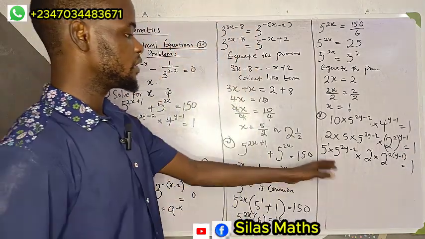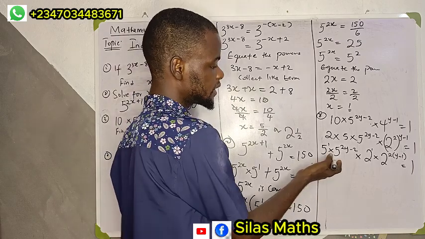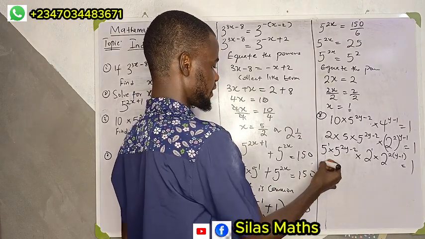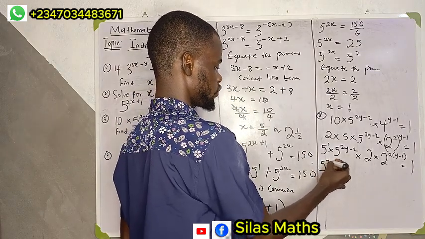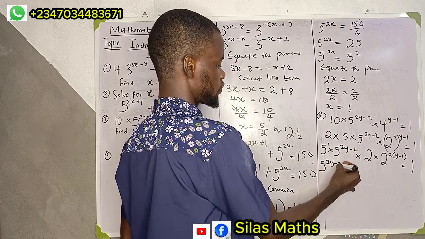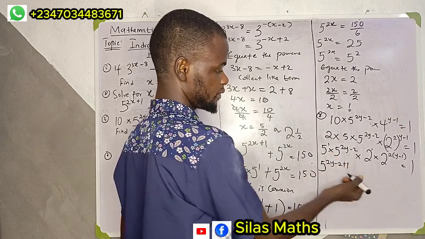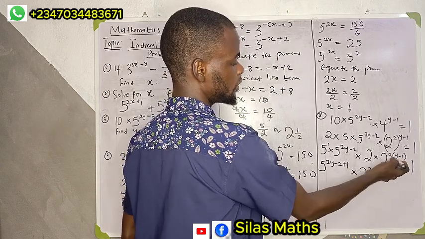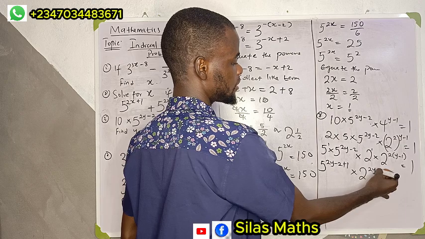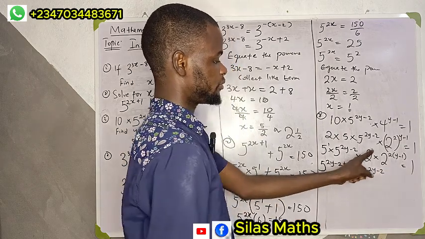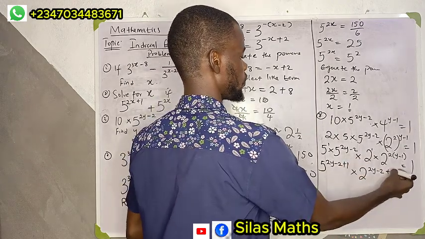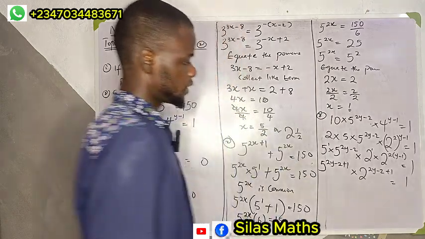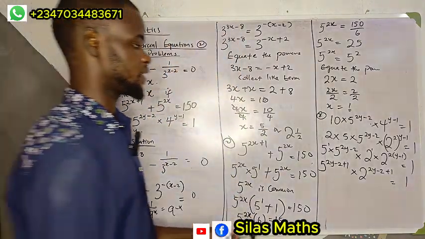Okay, so going further, when their bases are the same, we add their powers. So this will give me 5 to the power of 2y minus 2 plus 1, times 2 to the power of, opening this bracket, 2y minus 2, then plus this power plus 1 equal to 1. Yes. So let's continue.